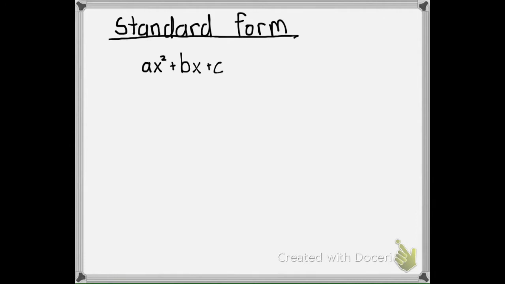So today we're going to be looking at factoring quadratic polynomials. To do so, we're going to have to first talk about standard form, and that is ax squared plus bx plus c, where a is the coefficient of x squared, b is the coefficient of x, and c is the constant. So in this quadratic, 6x squared minus 11x minus 10, a is equal to 6, b is equal to negative 11, and c is equal to negative 10.